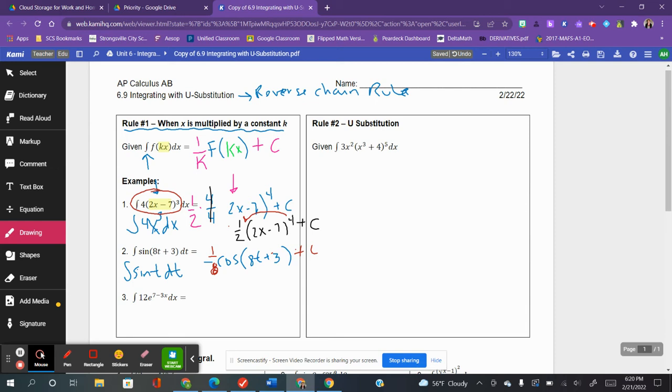Again, you could take the derivative of this. When you take the derivative of the inside, which is 8, and you multiply that by 1 over 8, that's going to make the coefficient go away.